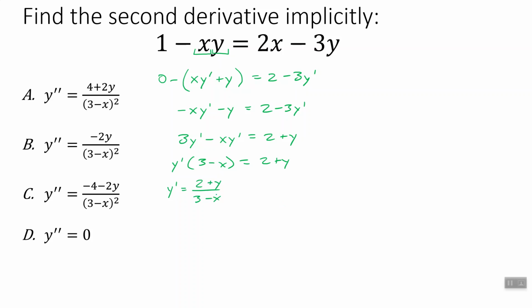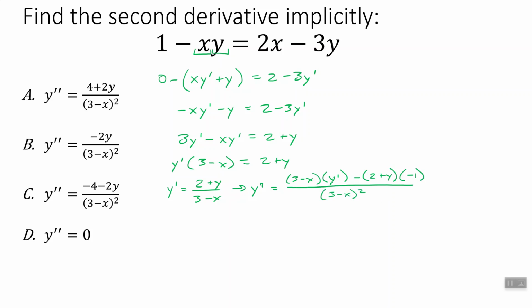So now to get our second derivative, we've got x's on the bottom, y's on the top. We need to do a quotient rule. So to get our second derivative, y double prime, doing a quotient rule. So it's low d high. Well, derivative of 2 is 0. Derivative of y is y prime minus high times d low. Derivative of 3 is 0. Derivative of negative x is just negative 1. All over the bottom squared.